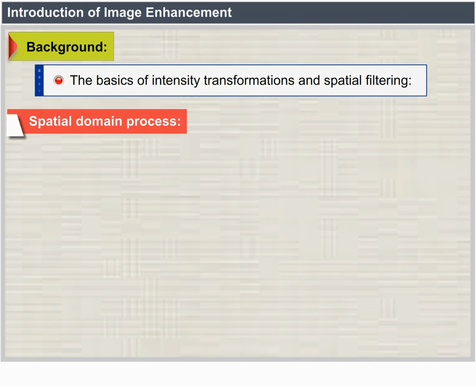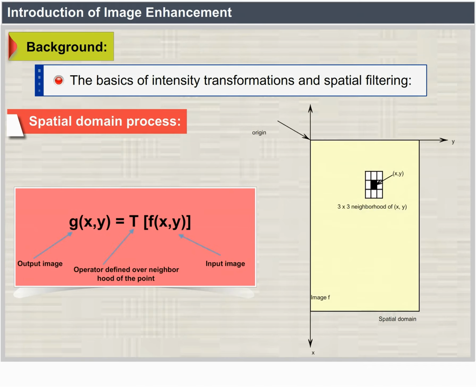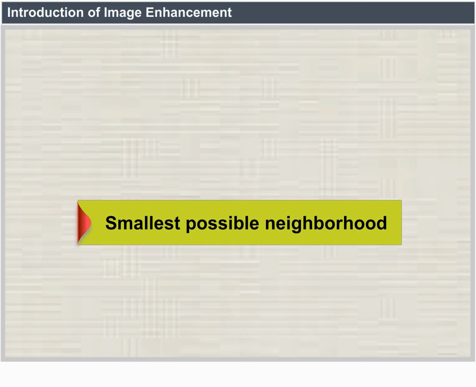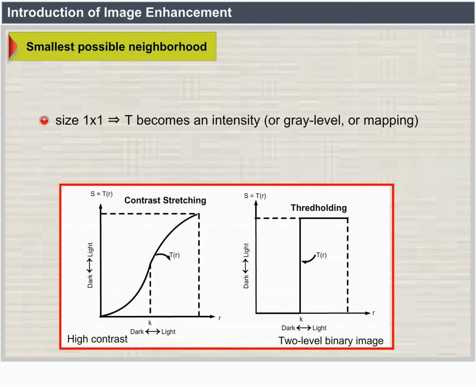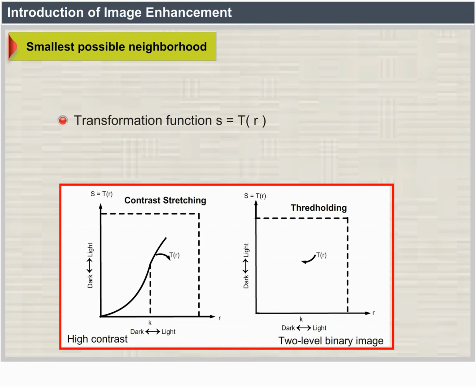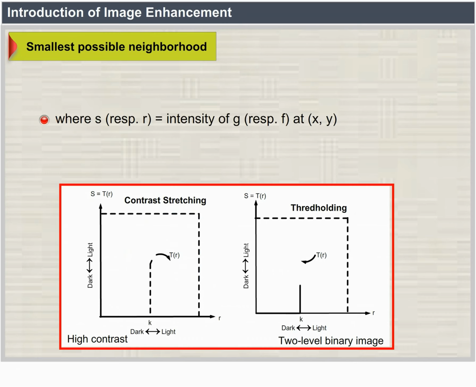Spatial domain process: g(x,y) equals T[f(x,y)], wherein g represents the output image, T represents the operator defined over a neighborhood of the point, and f(x,y) represents the input image. Smallest possible neighborhood: size 1×1, where T becomes an intensity or gray-level mapping. Transformation functions: s equals T(r), where s equals the intensity of g at (x,y). Examples: contrast stretching, thresholding.